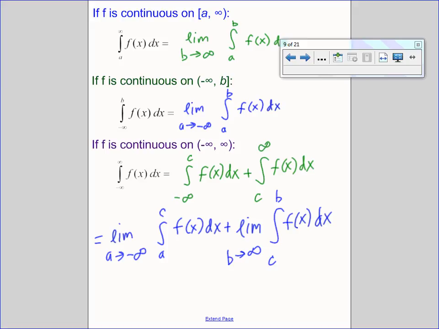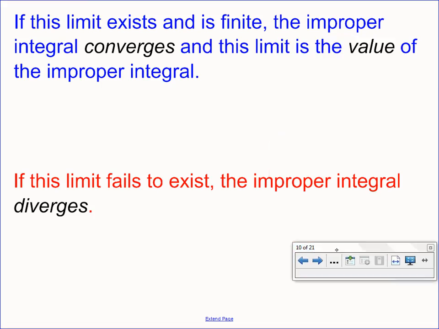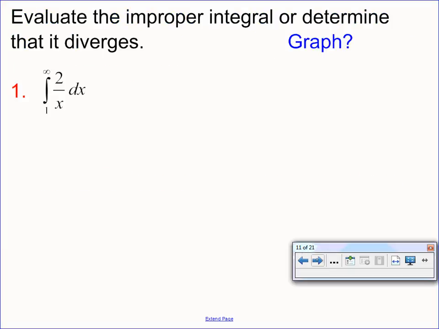Now we'll see how each of these looks in context. Okay, so we'll take a look at each of these three cases. All right, so if this limit exists and is finite, the improper integral converges, and this limit is the value of the improper integral. If the limit fails to exist, that is, it's infinite or does not exist, then the improper integral diverges, and we can't find its value. It doesn't exist.